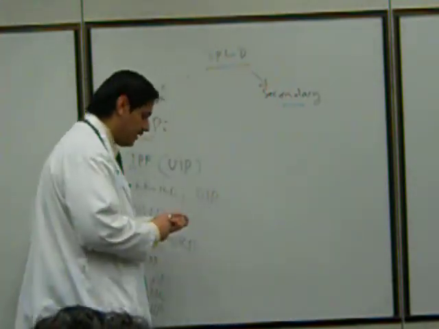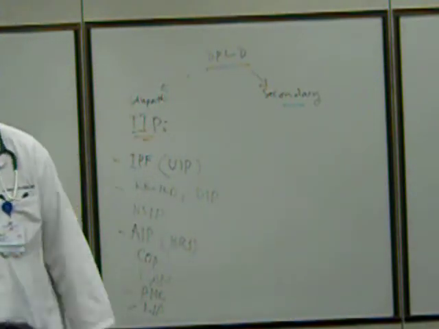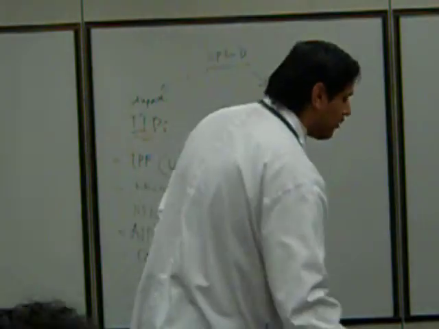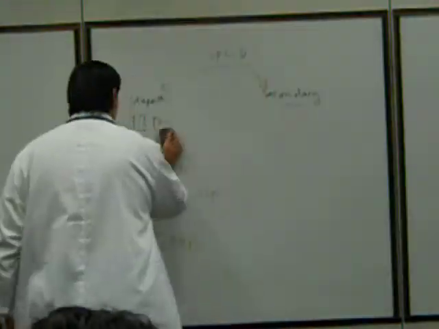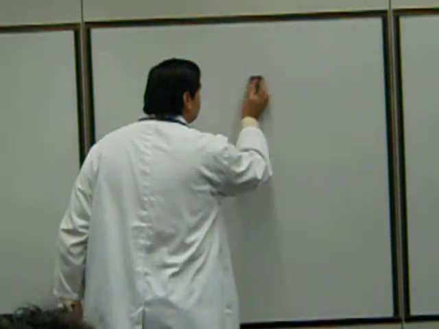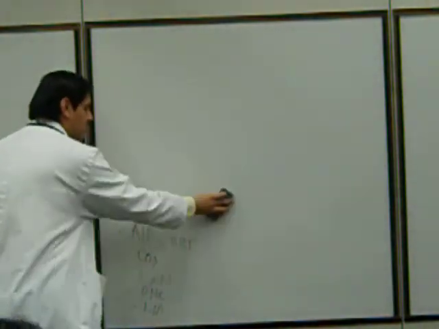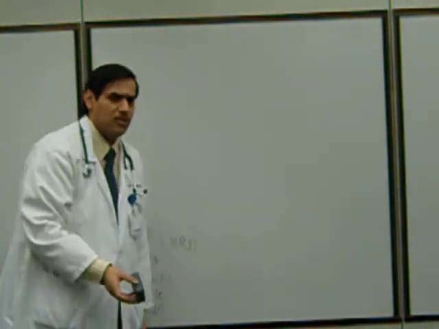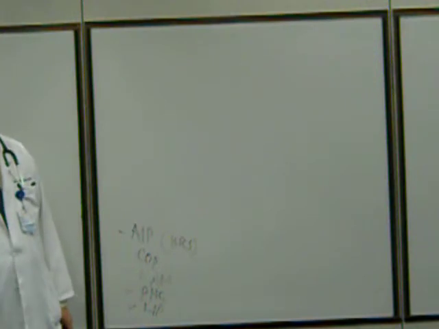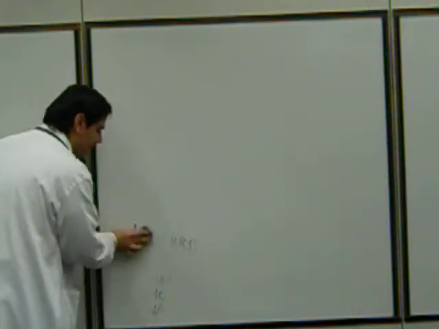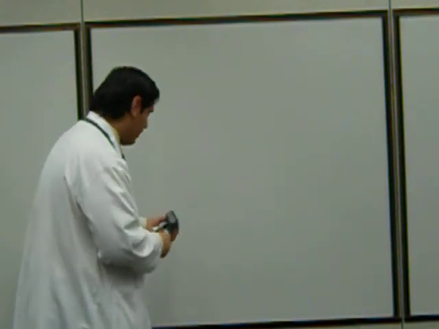The secondary ones are easier to remember because they're usually secondary to something that we know. They could be secondary to genetic disorders like tuberous sclerosis and neurofibromatosis, and sometimes there is a rare syndrome called Hermansky-Pudlak syndrome, which is interstitial lung disease or diffuse parenchymal lung disease associated with inflammatory bowel disease, platelet dysfunction, and skin pigmentation. So that's genetic.